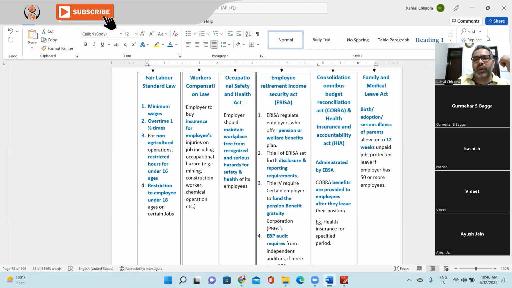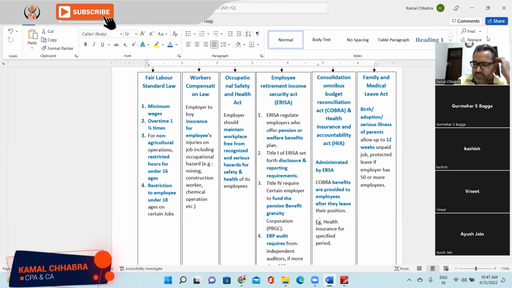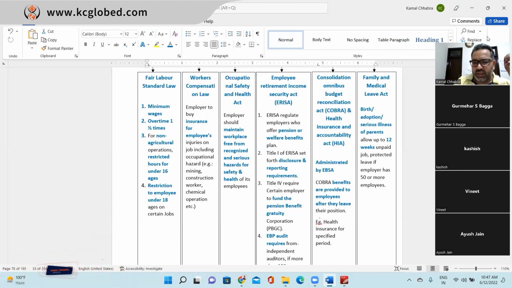Next one is the Employee Retirement Income Security Act. This is called ERISA. ERISA regulates employers who offer pension or welfare benefit plans. So in some companies it is required to offer pension or welfare benefits. Like companies having more than 100 employees are required to have pension schemes or welfare plans. Those companies' respective plans are regulated under the Employee Retirement Income Security Act.